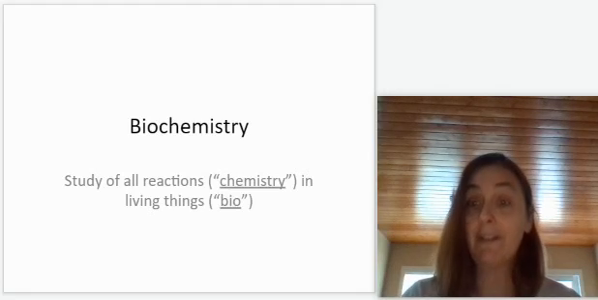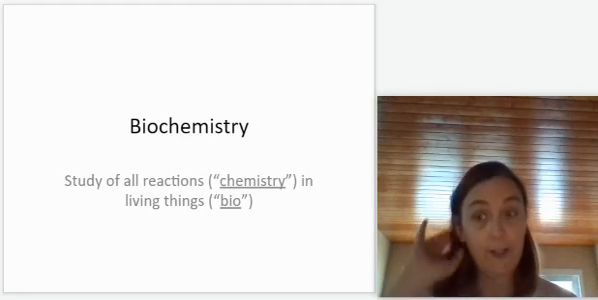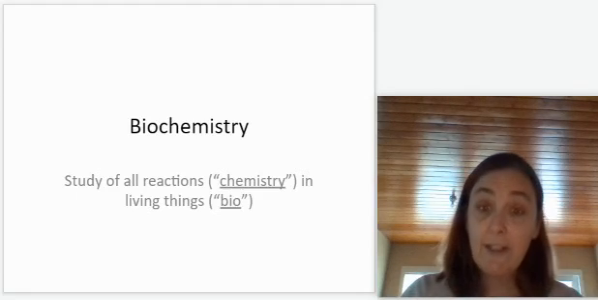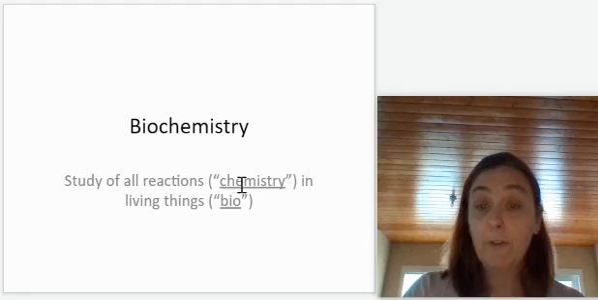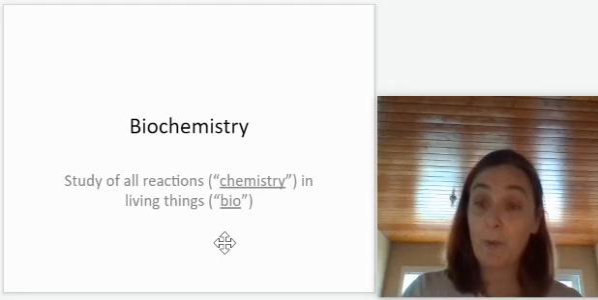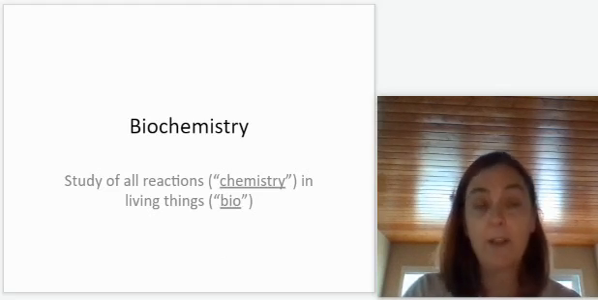Any chemistry, that is the study of the interactions of atoms and how they're arranged and rearranged with each other, that happens in living things is called biochemistry: bio for life, chemistry for the reactions that are happening. So biochemistry is where we're going to turn our attention now. It's any chemical reactions that are happening inside the cell or any living organism.